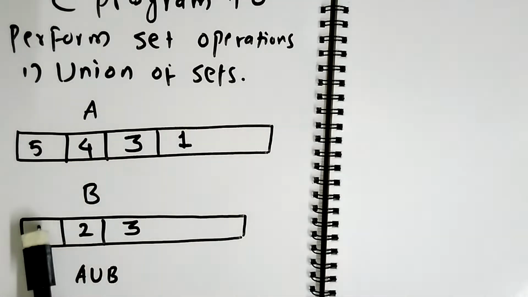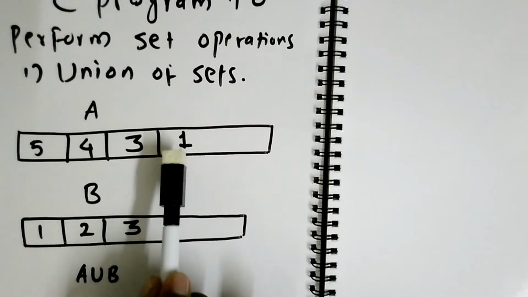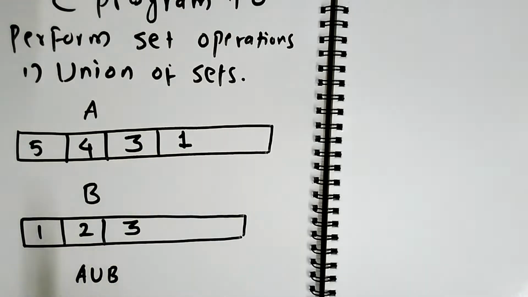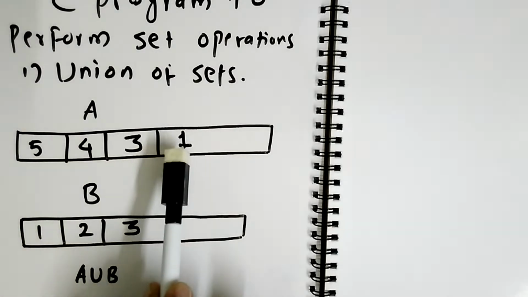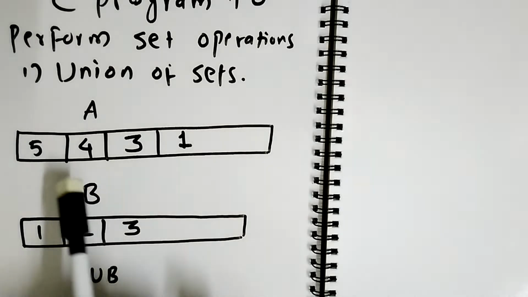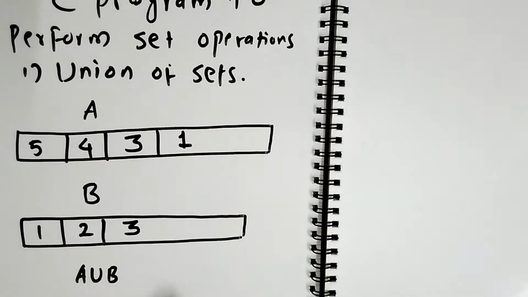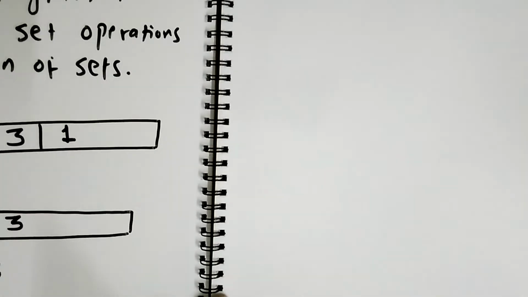So for example, if I pick 1 and I check 1 in this array A, 1 is present here. That means I must have already copied 1, so I need not copy 1 again. Similarly, I'll do the same thing for 2. I check, and 2 is not there at all. That means I need to copy 2 in A union B. So I copied 2. Then for 3, 3 is present there, so I need not copy 3. Thus I get A union B. So let's see how to write code for this A union B operation.